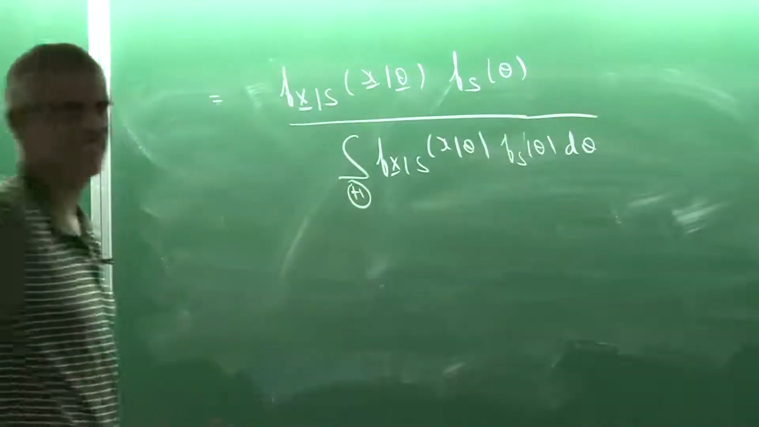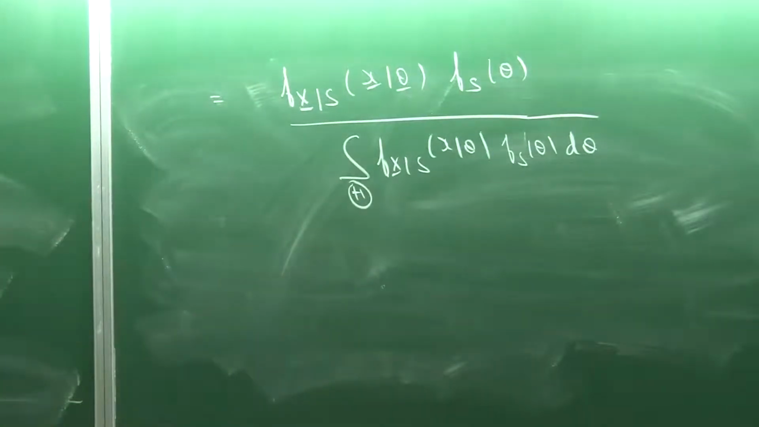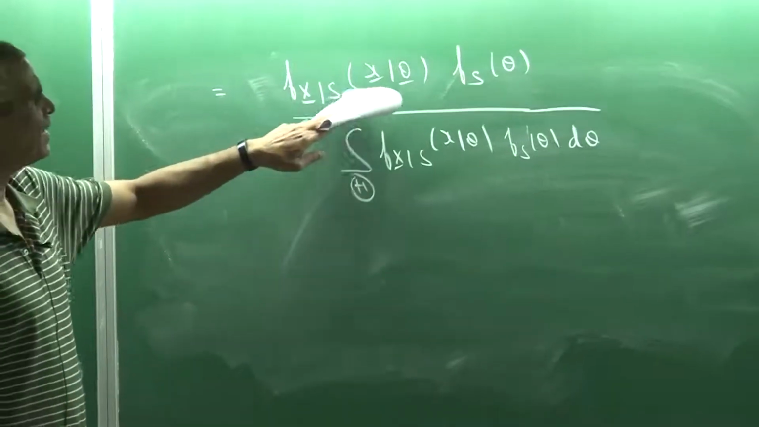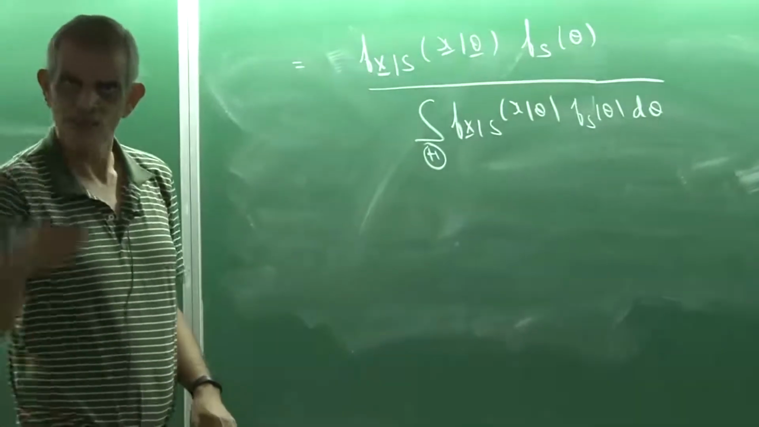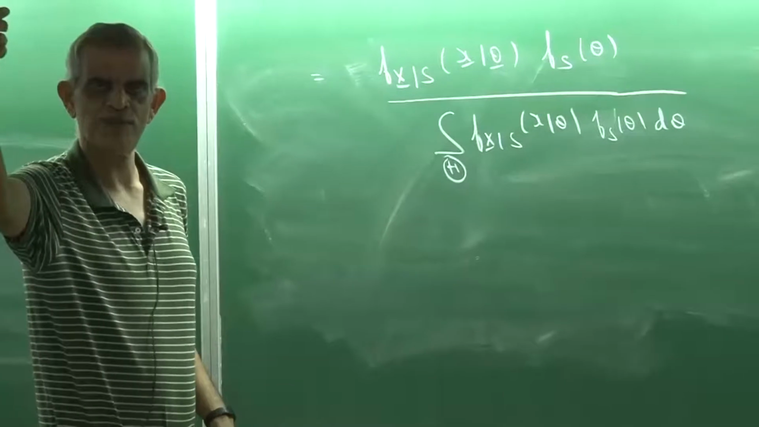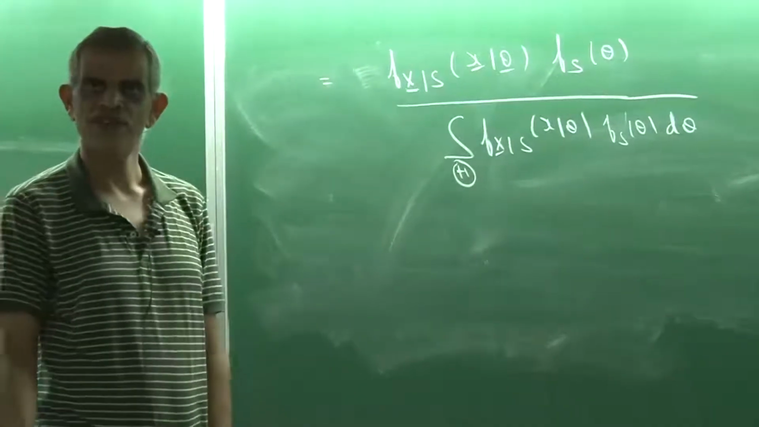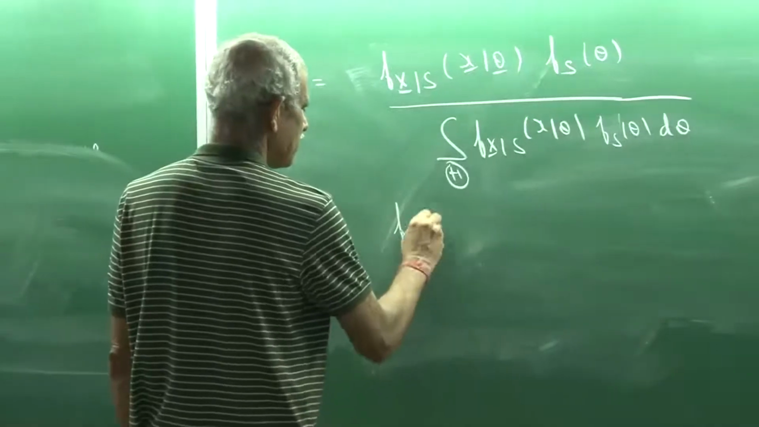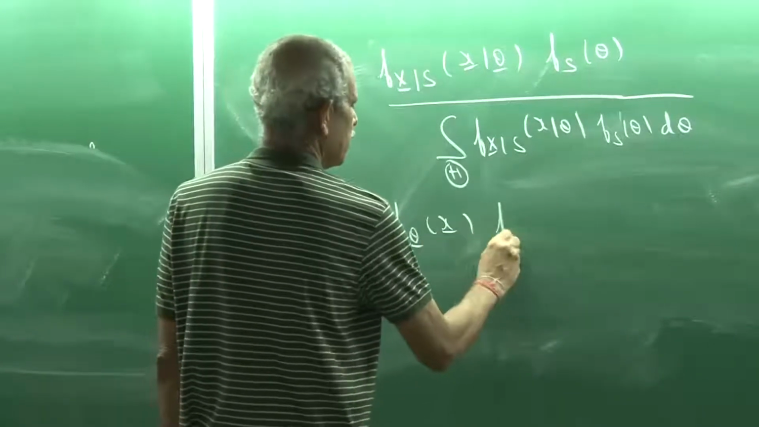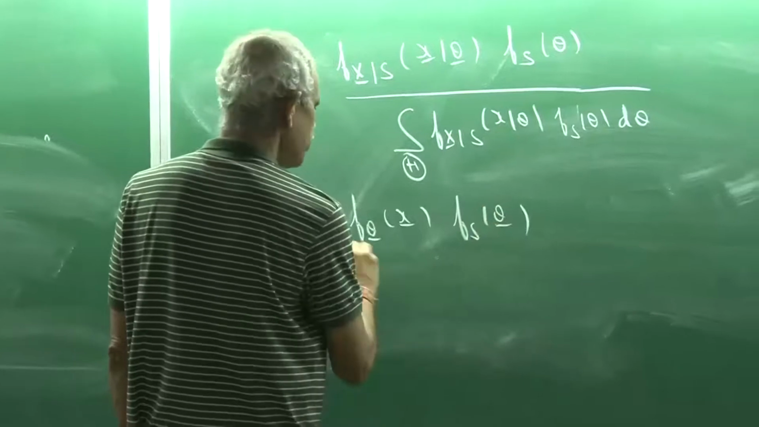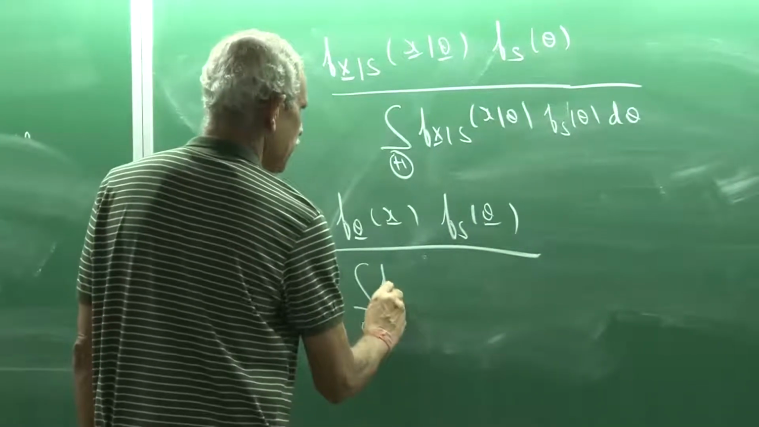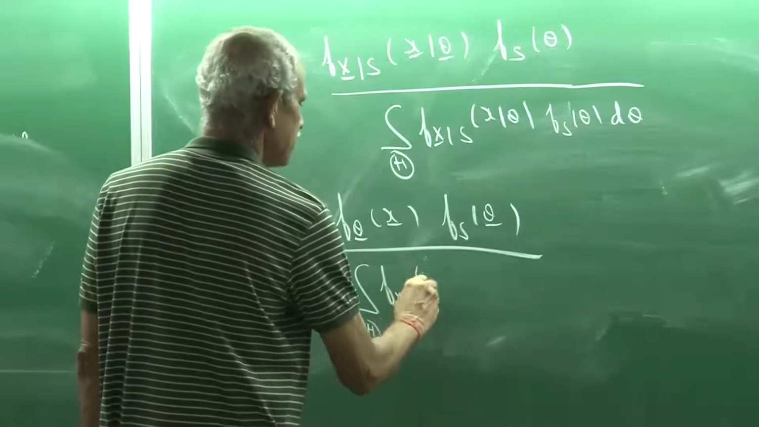Of course, in the discrete case, you can replace these integrals by summation signs. But what is f of x given s, x given theta? This is nothing but, in the frequentist approach, the distribution of x given theta. So this is f theta x, f s theta, which is the prior distribution, divided by the integral over theta of f of x given s.